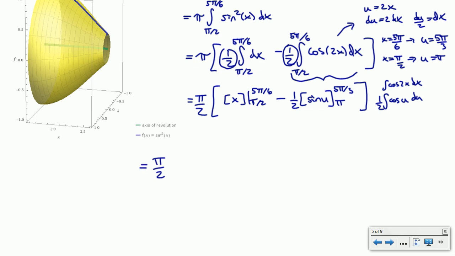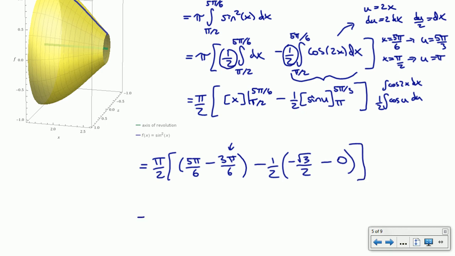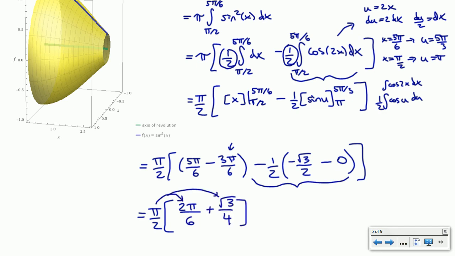So next we would have pi over 2, 5 pi over 6 minus 3 pi over 6. That's equivalent to pi over 2. And then we would have negative 1/2. Sine at 5 pi over 3 is negative root 3 over 2, and sine at pi is 0. Next we would have pi over 2, 5 pi over 6 minus 3 pi over 6, which is equivalent to 2 pi over 6. And this whole thing simplifies to root 3 over 4. So finally, I guess we can distribute this pi over 2 into each of these terms, and we would end up with pi squared divided by 6 plus root 3 pi over 8 units cubed.